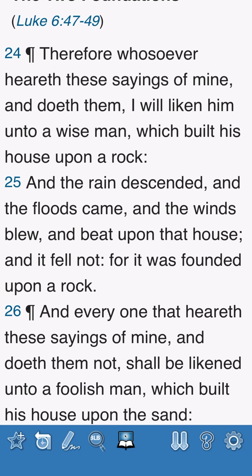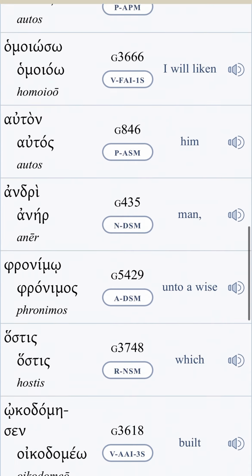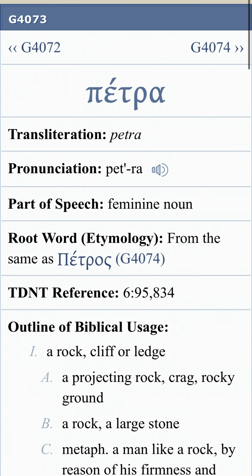So this is Matthew 7:24. It says, therefore, whosoever heareth these sayings of mine and doeth them, I would liken him unto a wise man, which built his house upon a rock. And a rock ultimately, let's get this word for rock. This word for rock reads Petra.